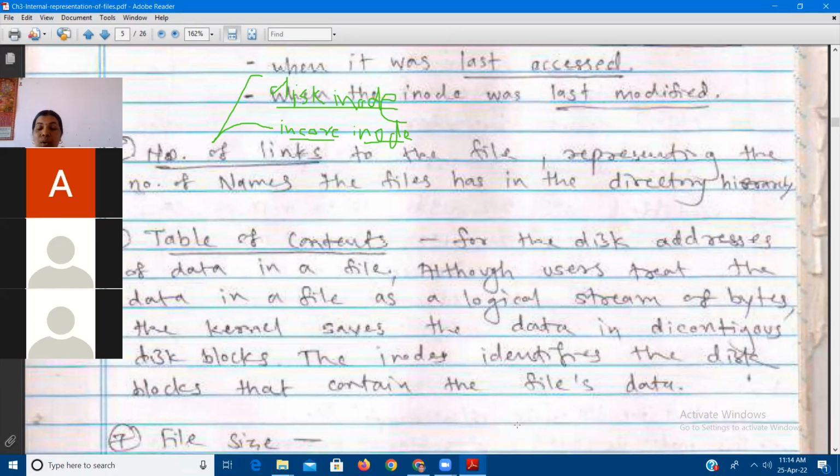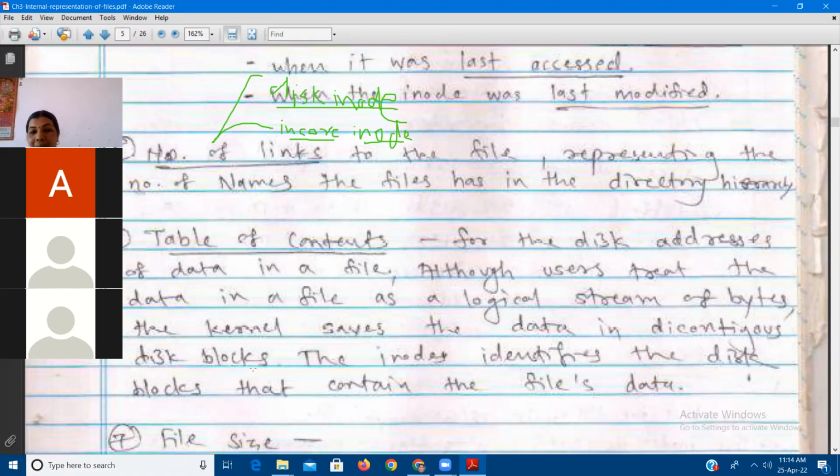मग inode मध्ये काय स्टोअर करायला पाहिजे? ती फाईल एक्झॅक्टली कुठं स्टोअर केली आहे हार्ड डिस्कवर? That is nothing but the disk blocks. So addresses of all the disk blocks must be stored as a part of inode. So the disk addresses of all the blocks are stored with the help of a field, and the name of that field is table of contents.